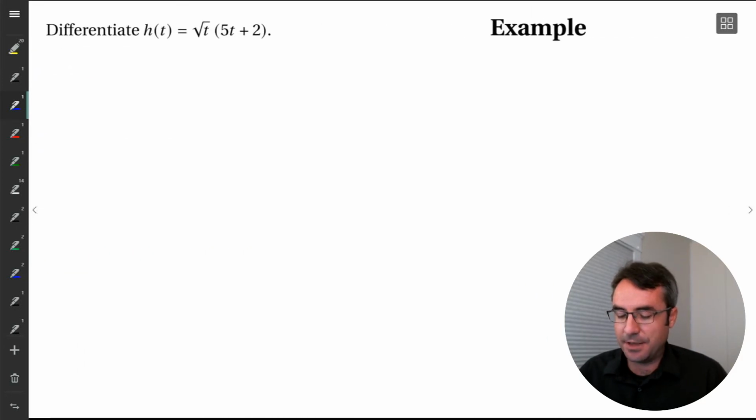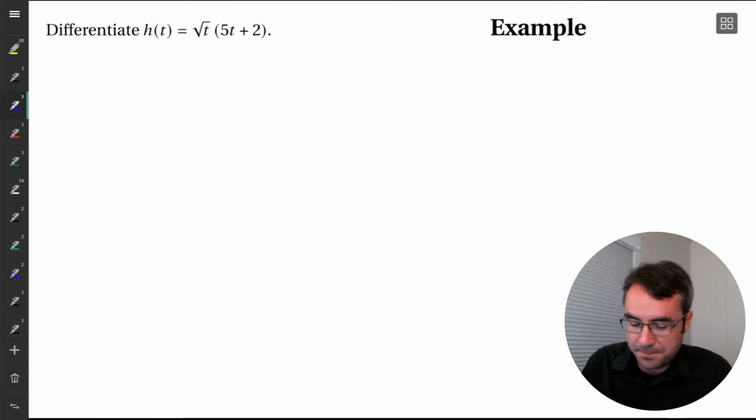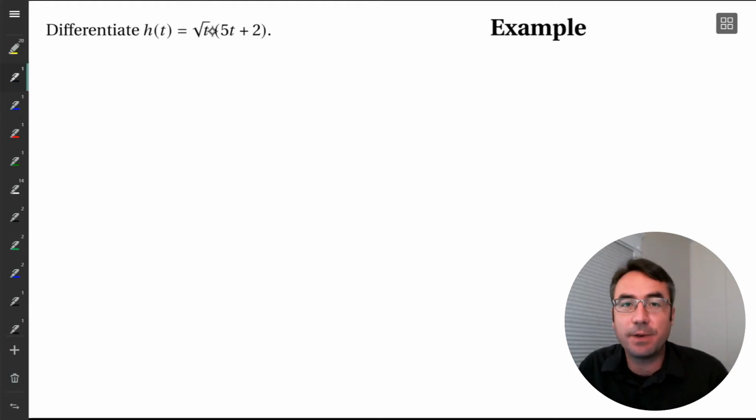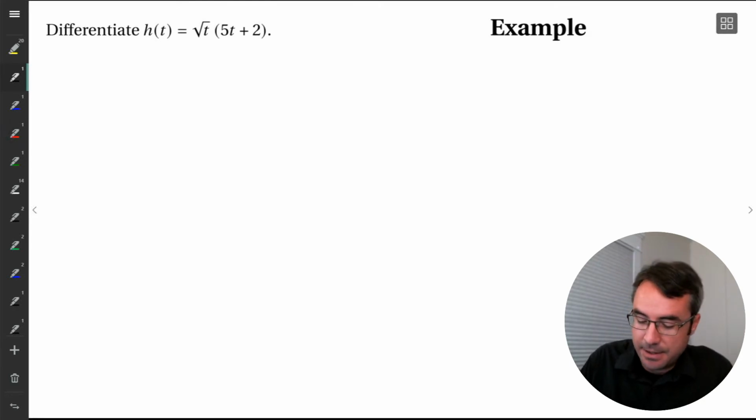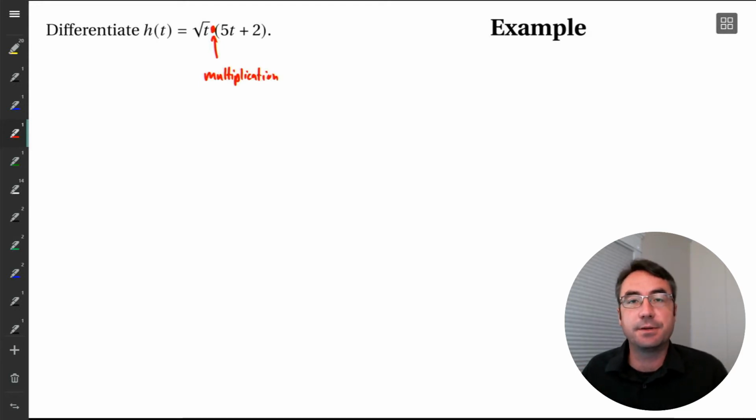All right, let's try another example. Let's differentiate the function h of t equal to the square root of t times 5t plus 2. When we look at this, it's not explicitly written, but it's implied that there is multiplication going on right in here. I want to identify the main operation, and for this case, it's multiplication.